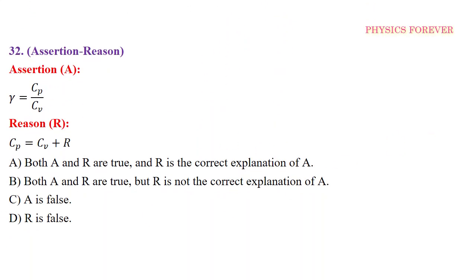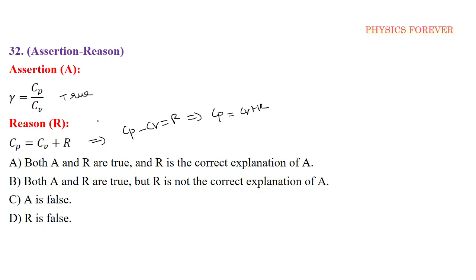Okay, so next, assertion and reason. The assertion is about the specific heat ratio, then Cp minus Cv. This is a true statement. Then Cp minus Cv equals R, this statement is also right. For example, the standard relation is Cp minus Cv is equal to R. We just have to rearrange it, then Cp equals Cv plus R.